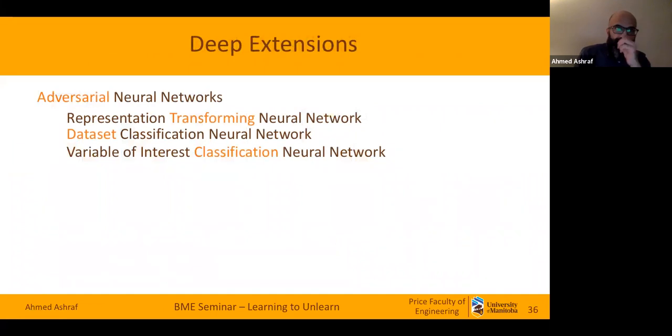So I'm just going to very quickly conclude with some of the deep extensions. There's a lot of interest these days in adversarial neural networks. So these kinds of problems to handle dataset bias usually are solved by learning three different neural networks together. One neural network is responsible for transforming the input to that latent space. One neural network is responsible for doing the classification for the dataset membership, and the other one is responsible for doing the actual classification with respect to the variable of interest.